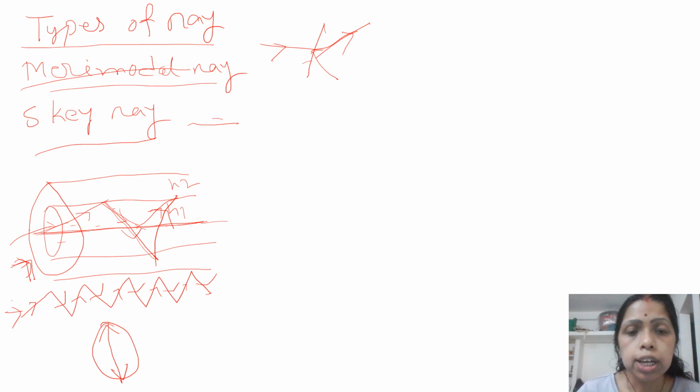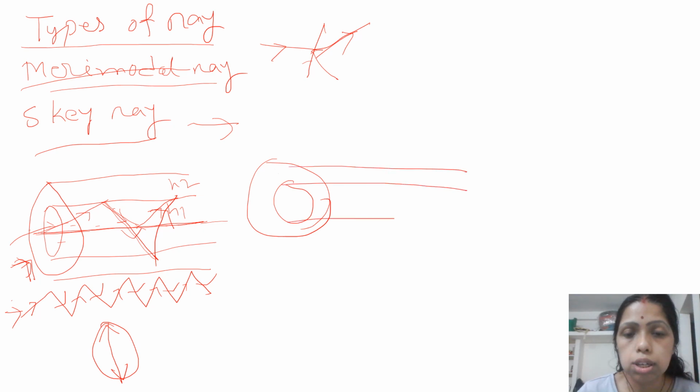But in the case of the skew ray, what will happen with the fiber axis? So it will be like that. When it enters into the fiber, before it hits the interface, the direction will change. I can show you.